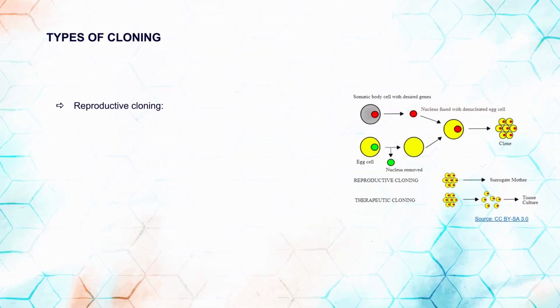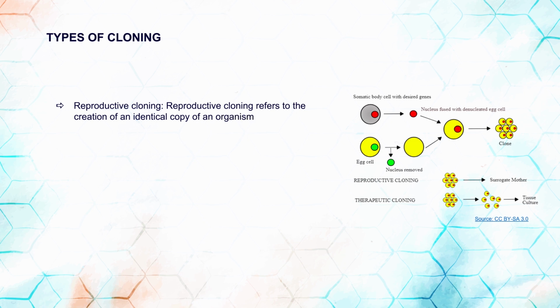So, let us try to understand various types of cloning. The differences between three types of cloning, we can consider in three categories. One, reproductive cloning; second, therapeutic cloning; and third, molecular cloning. Reproductive cloning refers to the creation of an identical copy of an organism.